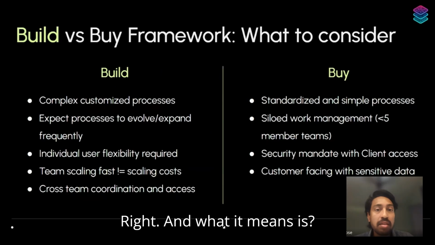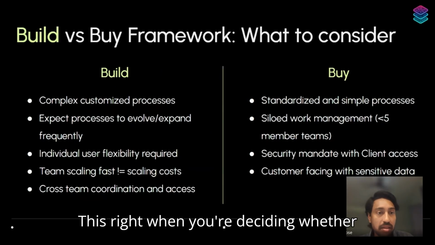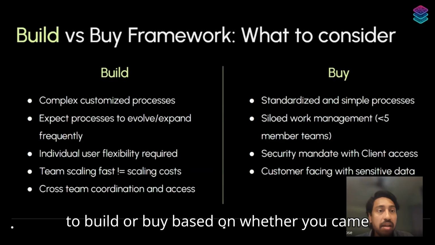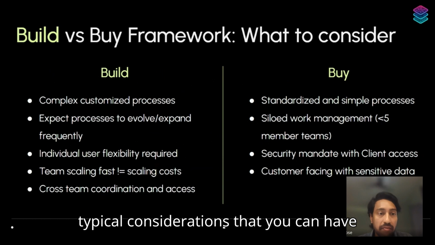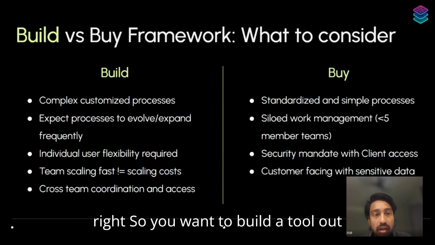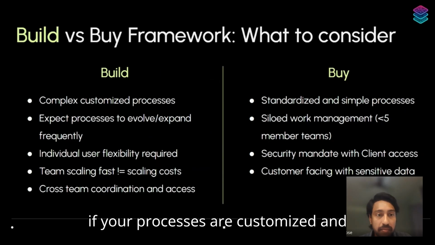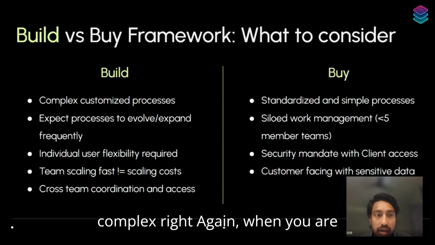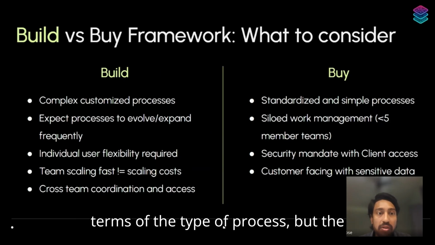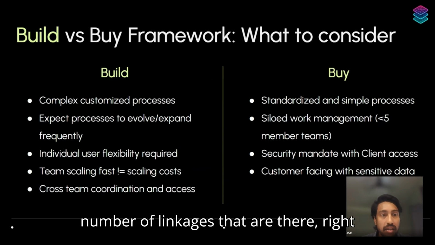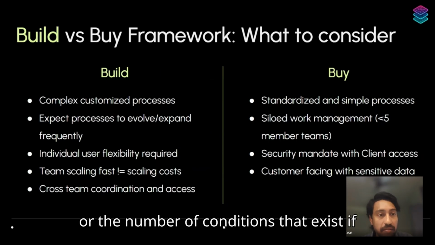Right. And what it means is this: when you're deciding whether to build or buy based on whether you came out at step 2 or step 3, these are typical considerations that you can have. You want to build a tool out if your processes are customized and complex. Again, when you are defining processes for an individual, they can get complex not necessarily in terms of the type of process, but the number of linkages that are there, or the number of conditions that exist.